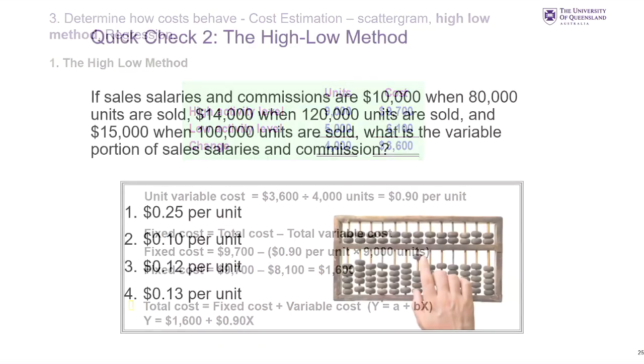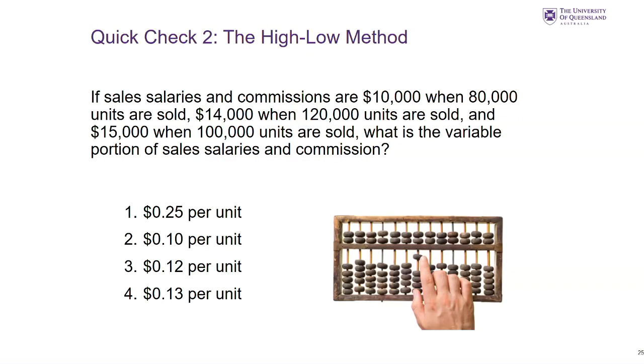Okay. So a quick check of your understanding. Calculate for me the variable portion of sales, salaries and commissions. We've got 3 data points. So you need to choose the highest and lowest and then calculate B, which is the change in cost over the change in activity.